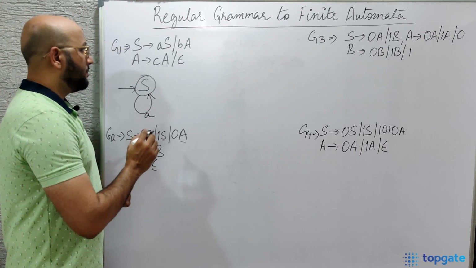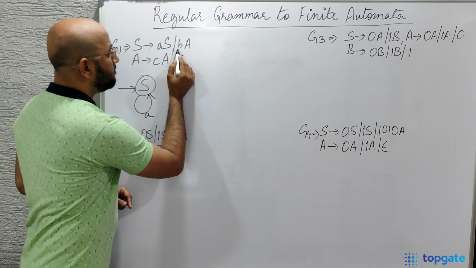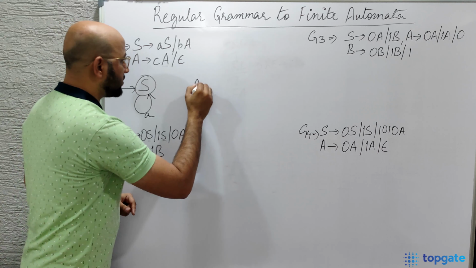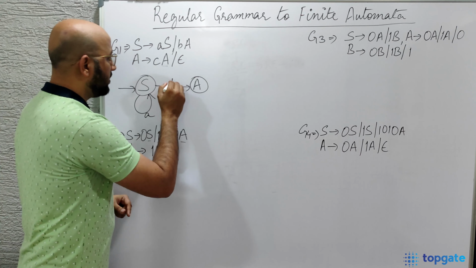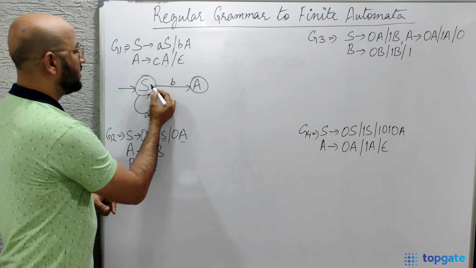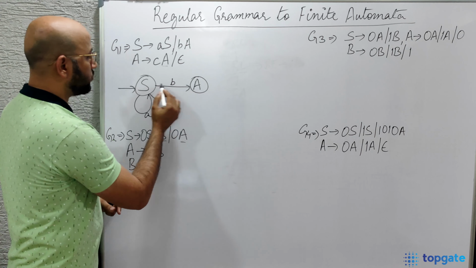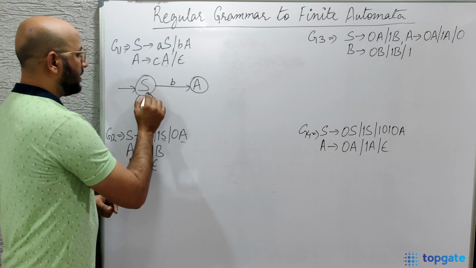Clear? Again it says S tends to bA. That means on S, if you apply input alphabet b, you'll move on to the state A. So I'll make a state A and connect this with S with the input alphabet b. That means from S, if you apply b, you'll move on to the state A. So S tends to bA, S tends to aS.